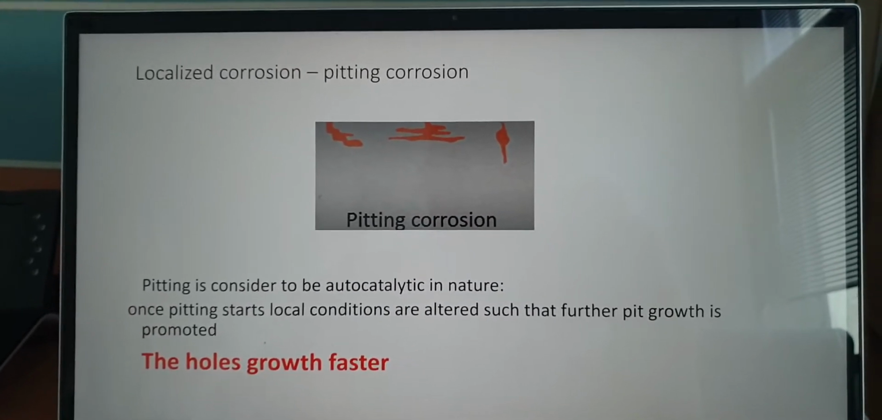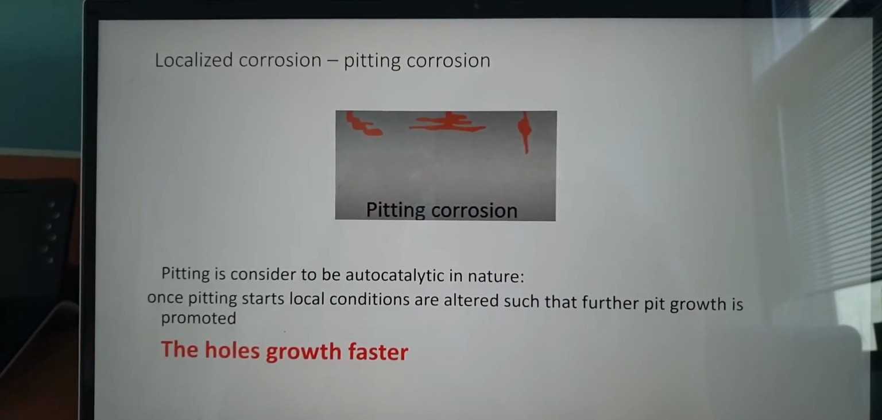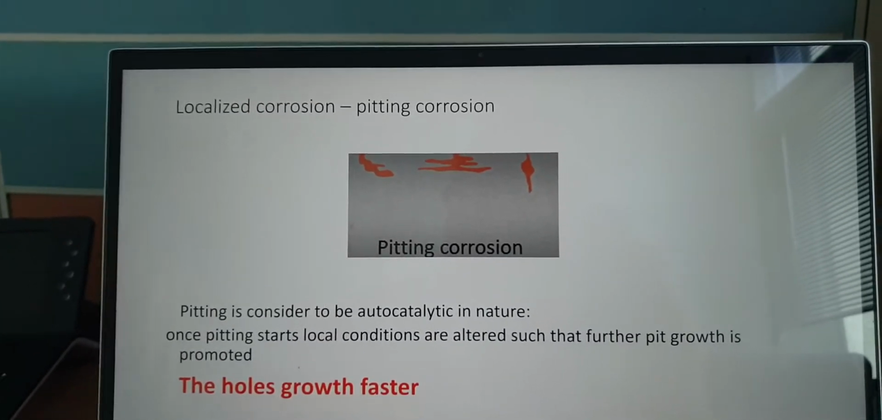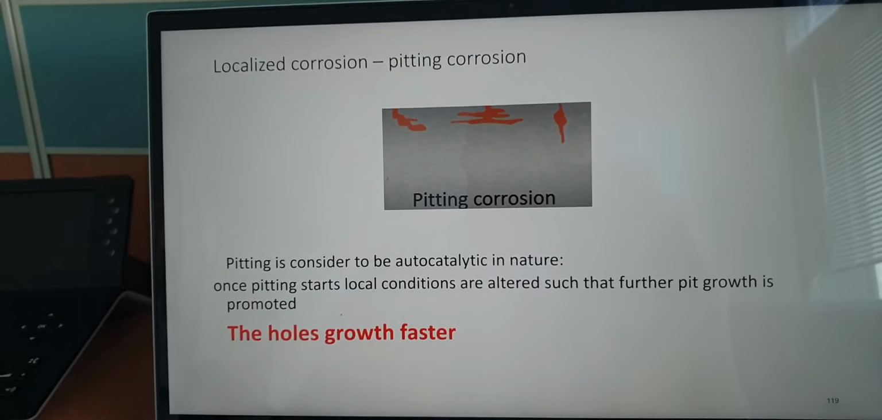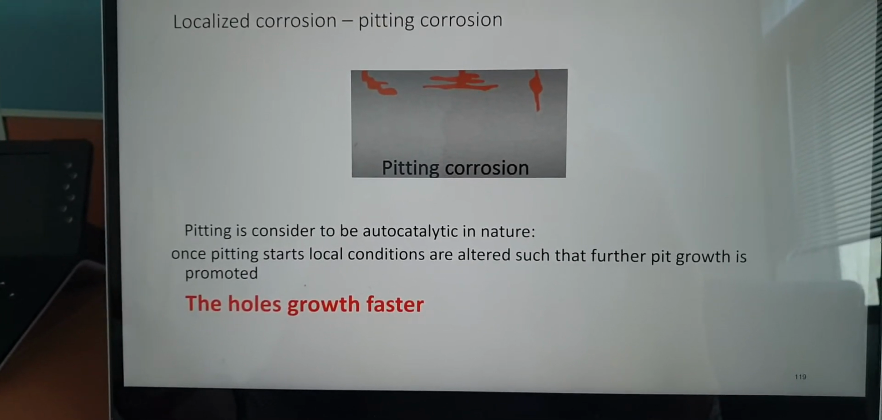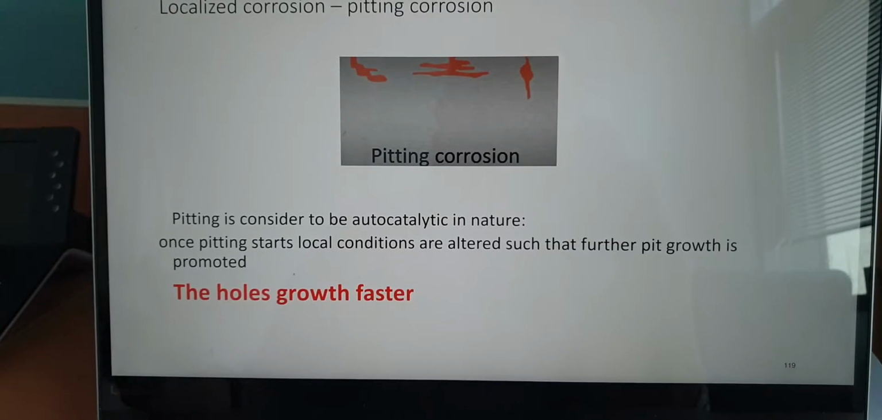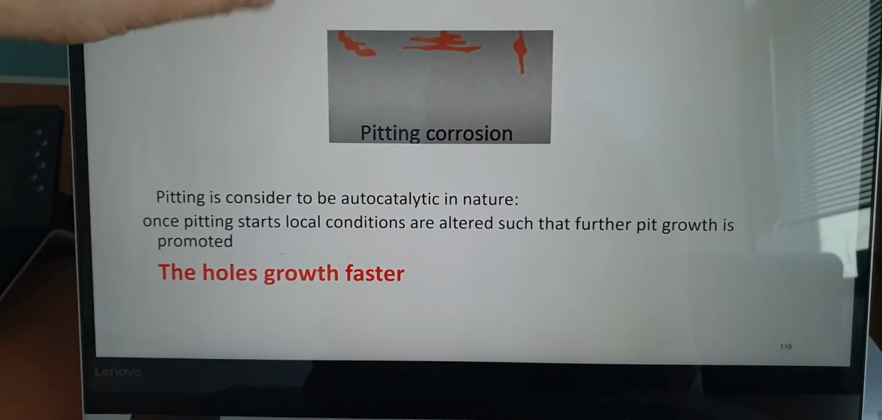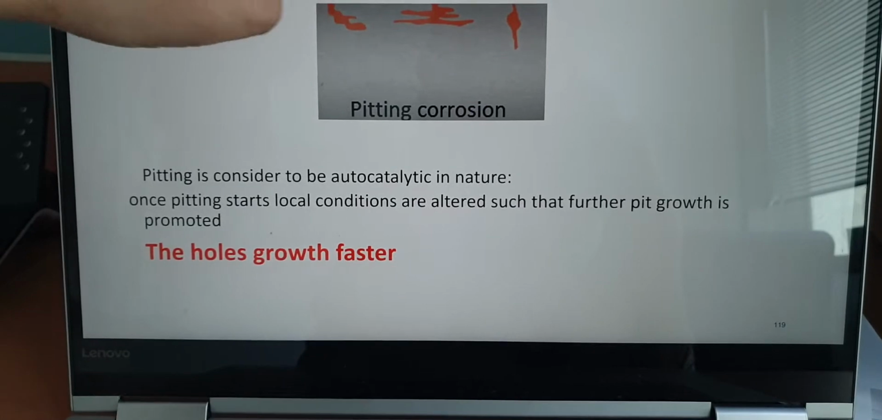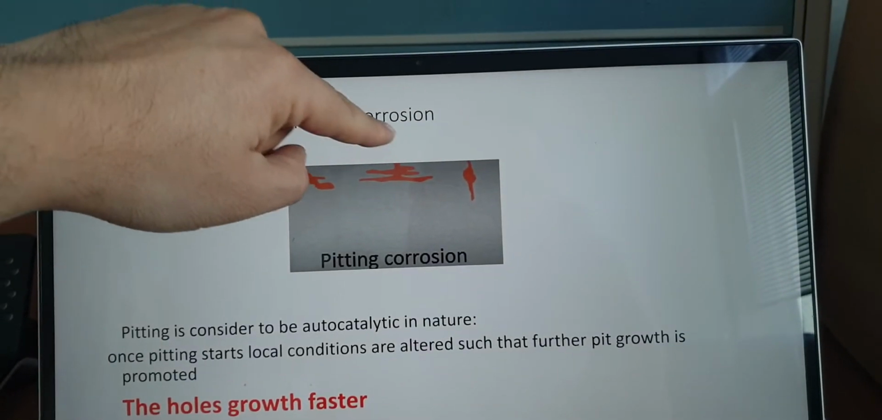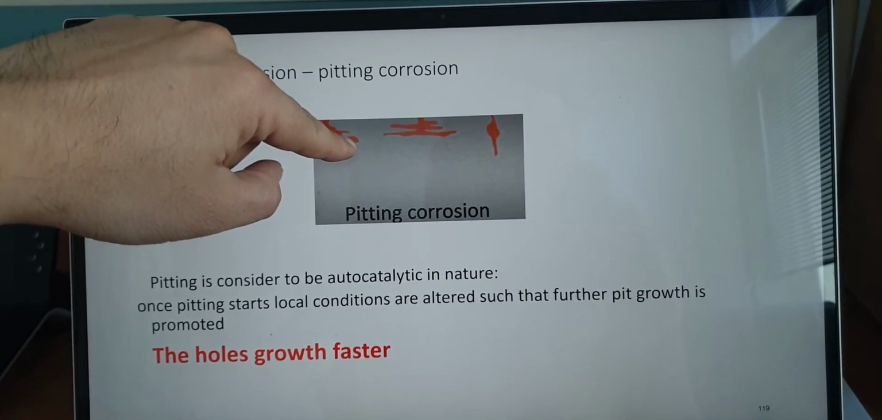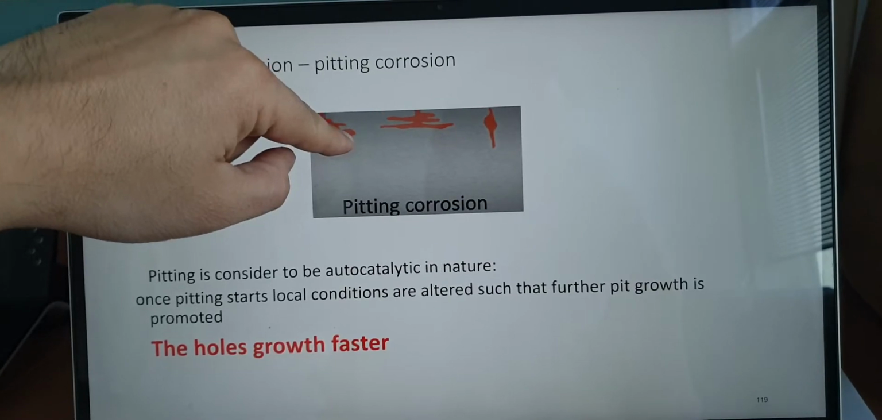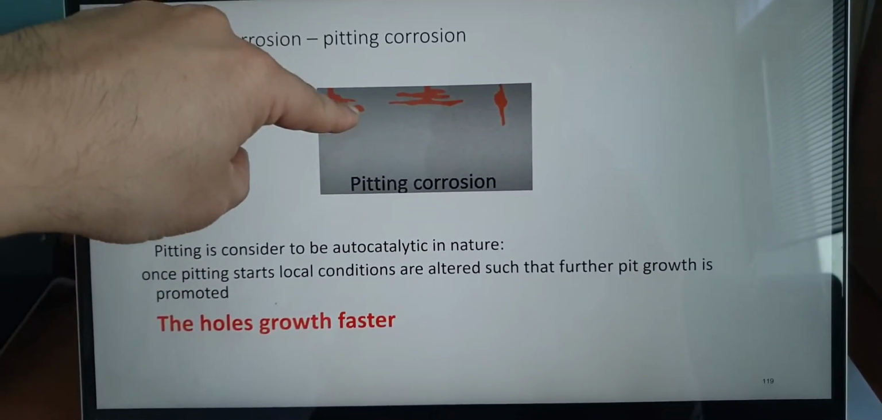So pitting, then I will explain the mechanism. Pitting is considered to be autocatalytic in nature. That's the reason why it's so fast. Once the pitting starts to grow, it could be very aggressive, and the kinetics of the corrosion could be very fast. The conditions are altered such that further pit growth is promoted. The environment outside is not the same as the environment inside of the pit, and the environment inside the pit becomes autocatalytic.